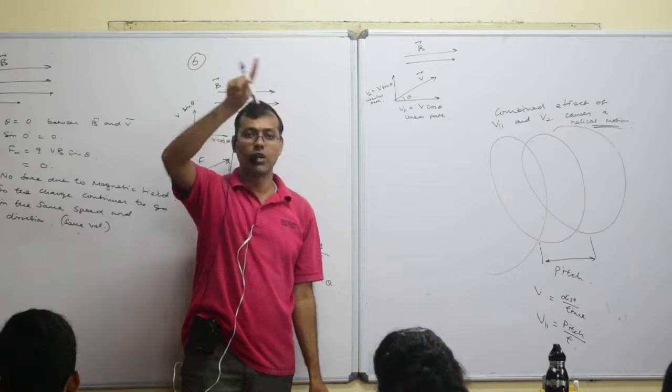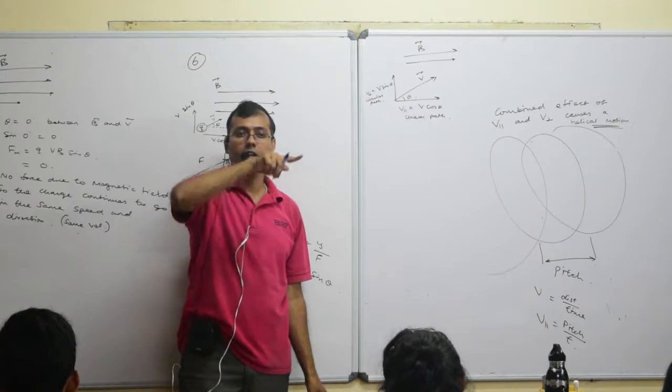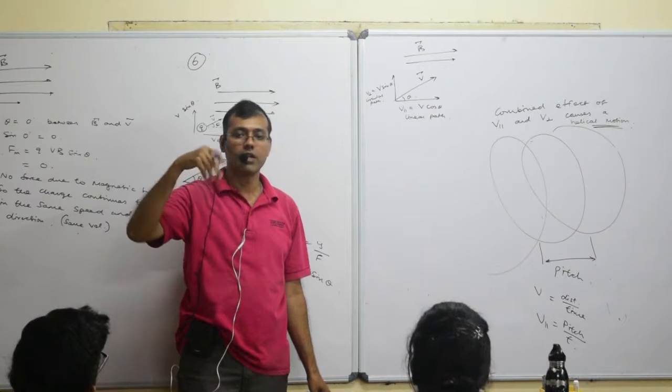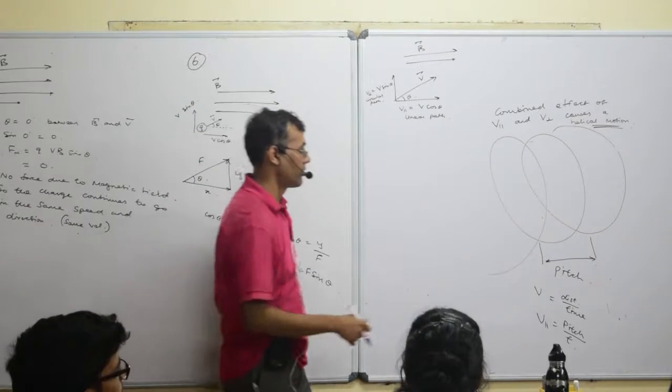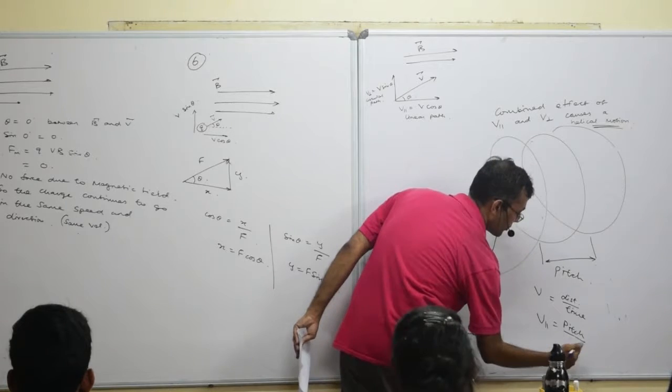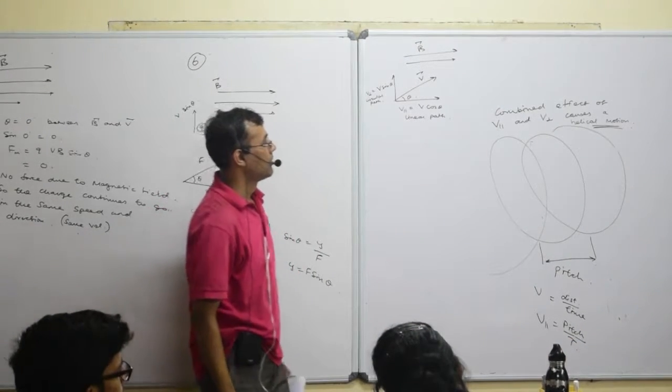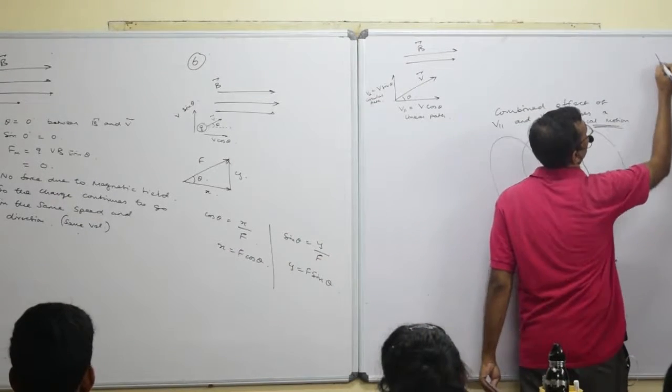But this is one full rotation, right? So the time taken for one full rotation, what do you call that? Time period, right? Capital T. So instead of t, I will put capital T. If you folks have trouble seeing that, let me write it here.